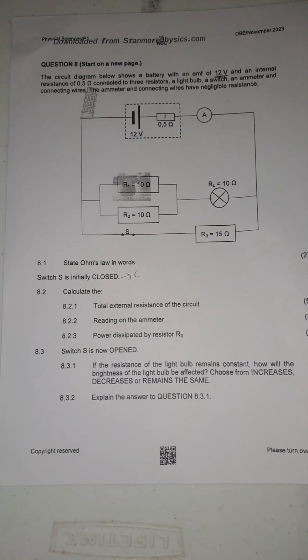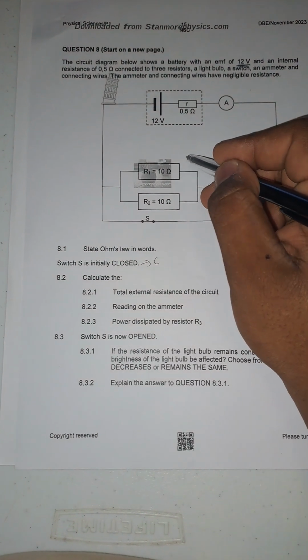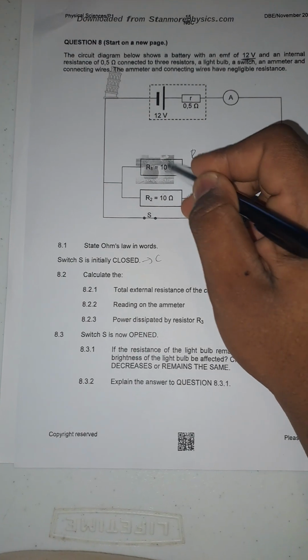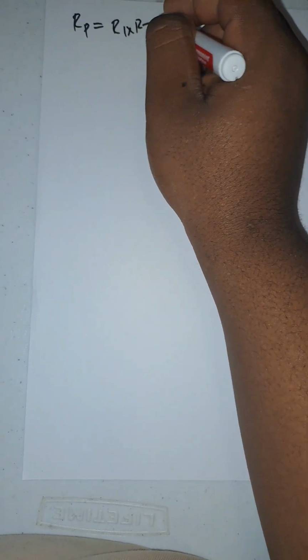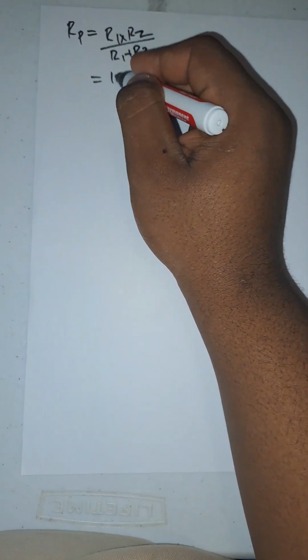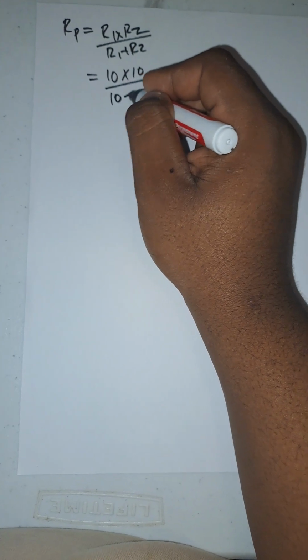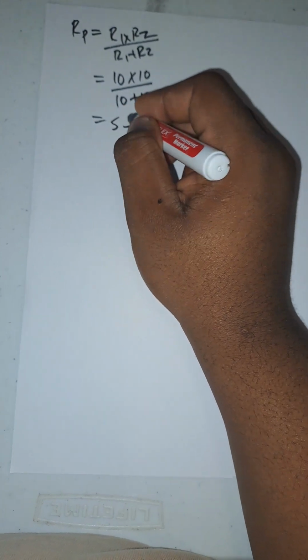We are going to start by calculating RP, the resistance of the parallel connection here. Please be careful there. So RP equals, I'm going to use the product over sum method, R1 times R2 over R1 plus R2. R1 is 10, so it is 10 times 10 over 10 plus 10, which is 100 over 20, so it is simply 5 ohms.